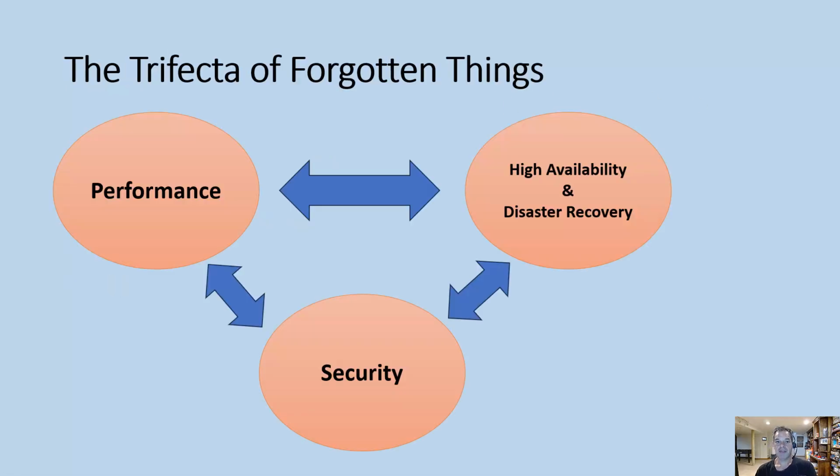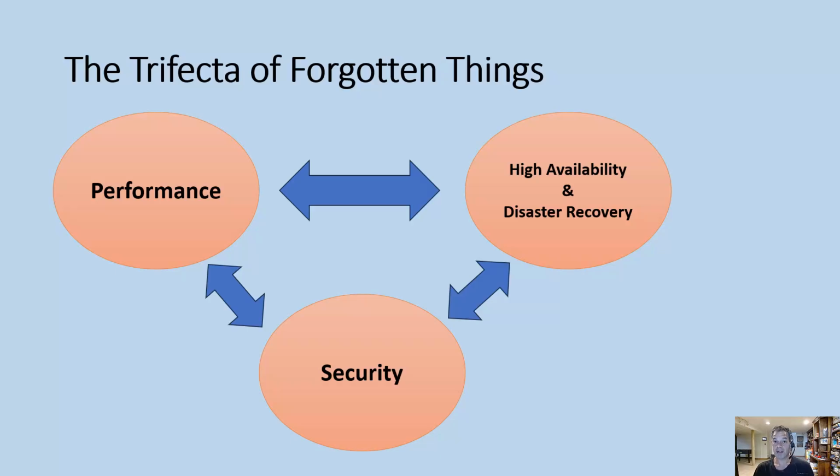So I like to look at this as one of three things. There are really three things that I love to call the trifecta of forgotten things, and these are ideals that get forgotten in the world of software because we simply get busy. Things that I look at as important, but left aside.